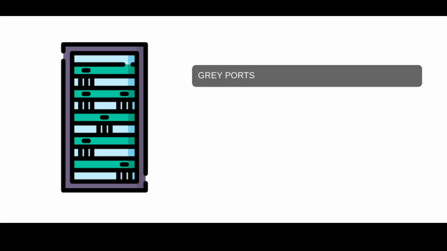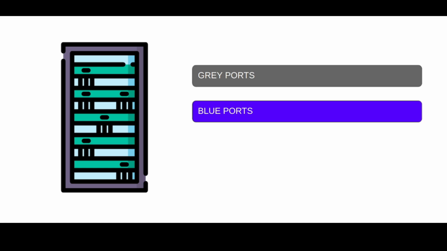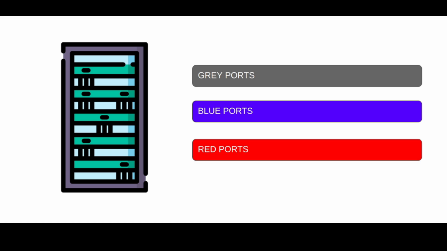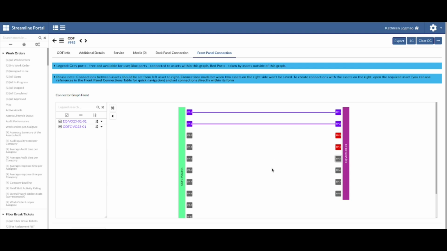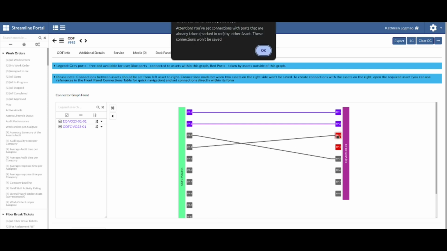Gray ports: free and available for use. Blue ports: indicating a connection to an asset within the current graph. Red ports: indicating that the port is already occupied by an asset outside of this graph. I'll drag the port and drop it onto a gray port, which as mentioned is free and available. Now, let's attempt to connect to a red port, which is already taken by another asset outside the graph. As you will see, when trying to drag and drop a port onto the red port, the system will prevent the connection since it's already in use elsewhere.